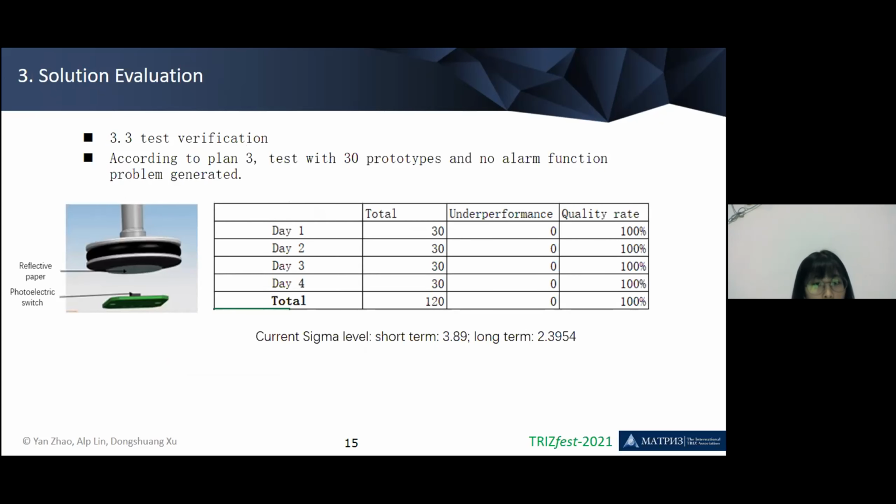So we started to test and substantiate the third plan. We produced 30 prototypes and tested them. According to the results, the alarm system worked very well. So there is no alarm function problem.